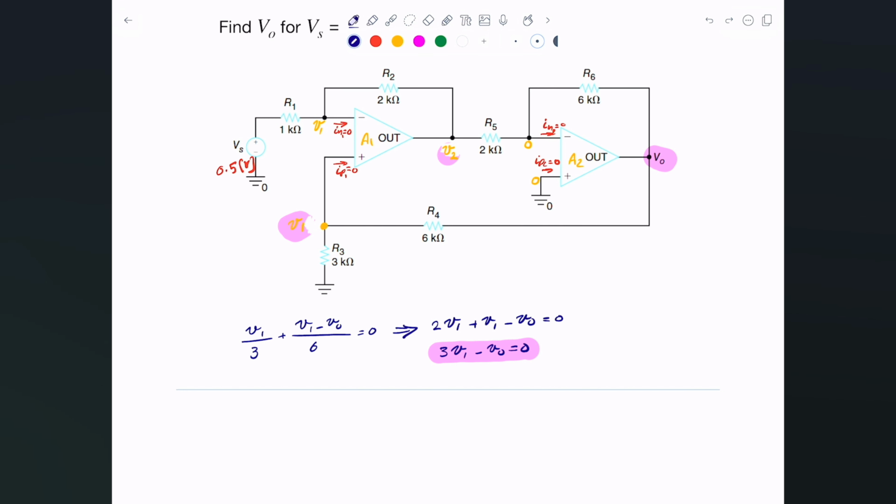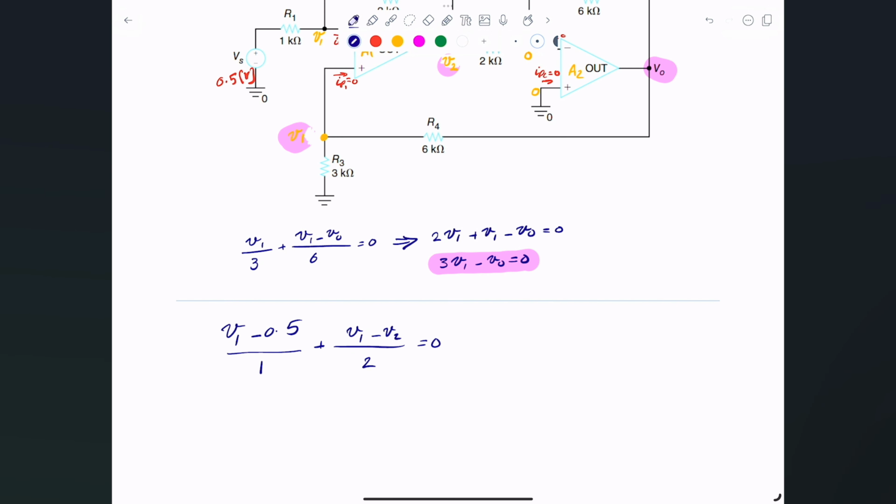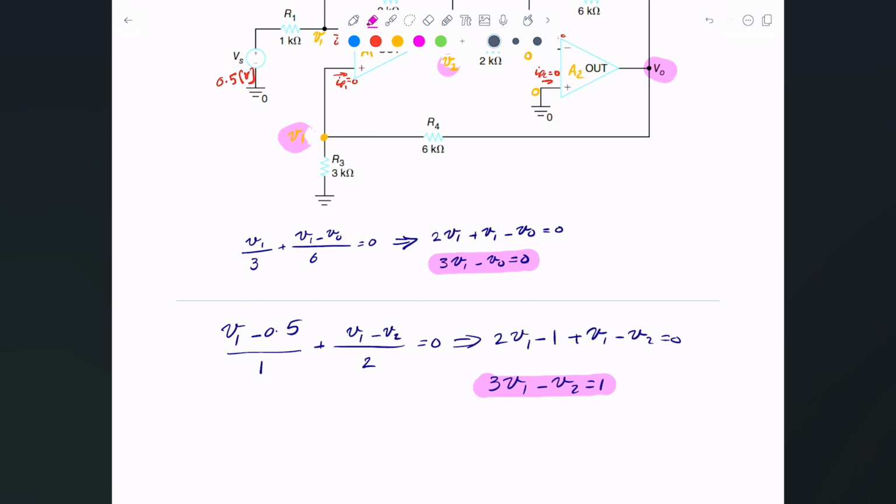So we wrote KVL first, we wrote a nodal equation in here. Now we're writing a nodal equation in here, and that will give me V1 minus Vs, which is 0.5, divided by the R1, which is 1 kilo ohm, plus V1 minus V2, the thing I'm looking for, divided by R2, which is 2 kilo ohm, equals 0. We multiply both sides by 2, and that will give me 2V1 minus 1 plus V1 minus V2 equals 0. A little bit of cleaning gives 3V1 minus V2 equals 1, and that's the second equation that incorporates V1 and V2.